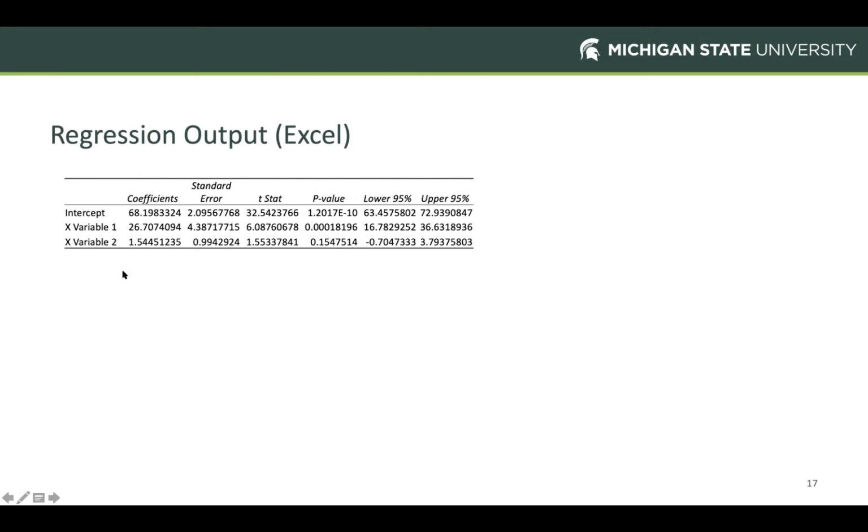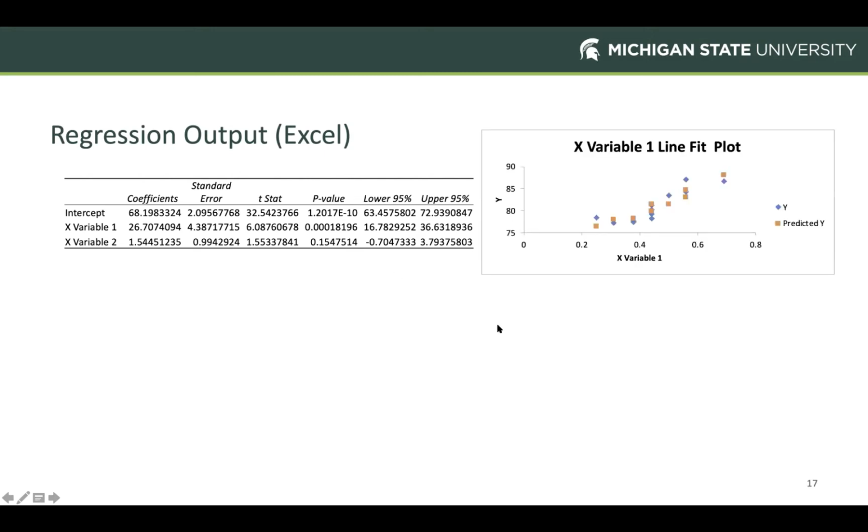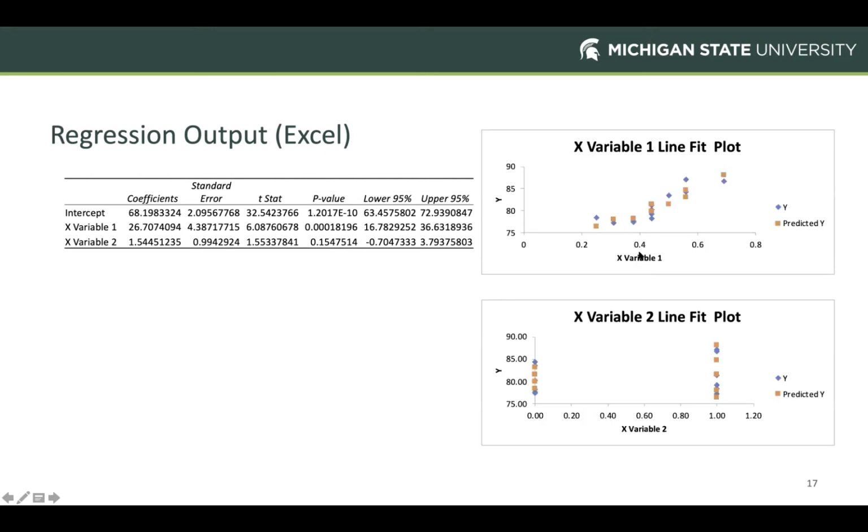So in addition to the model estimates, we also see our line fit plots, and so this is just showing us both for y and y hat, how those variables relate to x1 and x2 respectively. And as you'll see here, there is a strong linear relationship for x1, and a weaker relationship for x2, so not as much of a compelling trend being exhibited there.